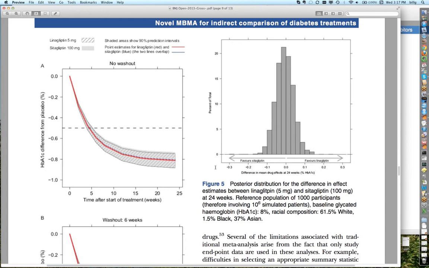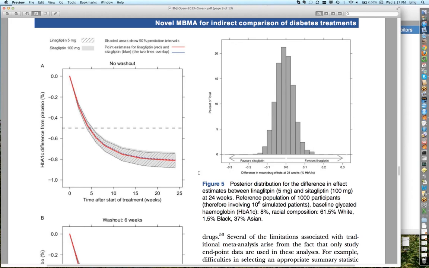But this is the overall comparison for a group of what they labeled as a typical population. And so the gray here is the 90% credible interval for sitagliptin. The hatched areas are for linagliptin. So you can see they're almost fully overlapping on each other in this instance. So there's very little difference in those predictions.